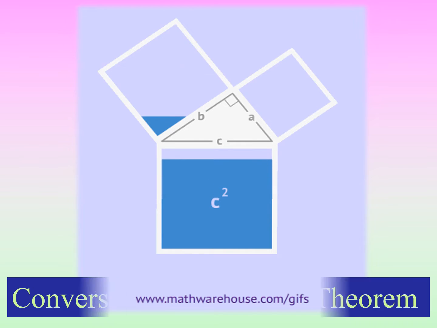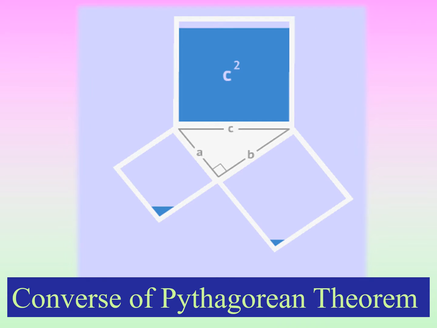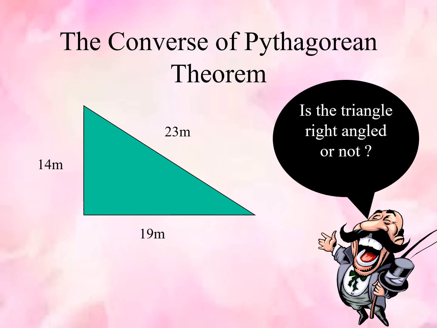Hello everyone, in today's video we are going to talk about the converse of the Pythagorean theorem. The converse of the Pythagorean theorem answers the question, is the triangle right-angled or not?